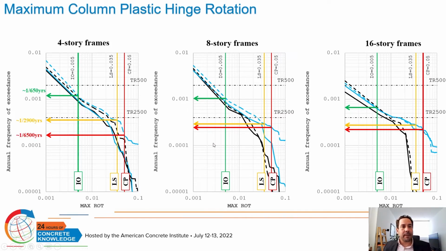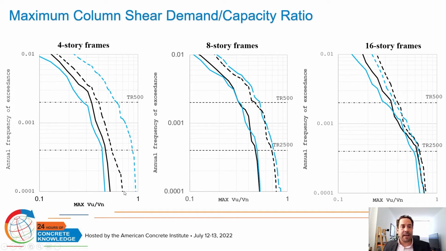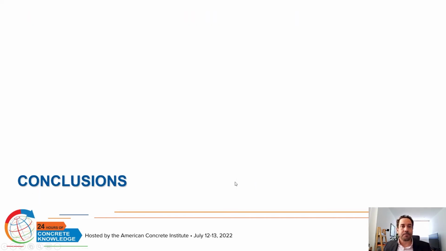Again, for the demand in terms of shear, on the x-axis here we have the maximum shear demand on the column divided by its nominal capacity. The limit is 1, and we can see here also that it is not plausible that the shear capacity is exceeded by the intermediate seismic hazard on the buildings, even the weaker buildings.